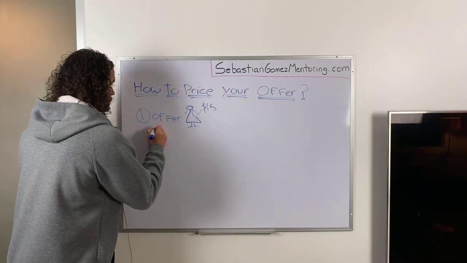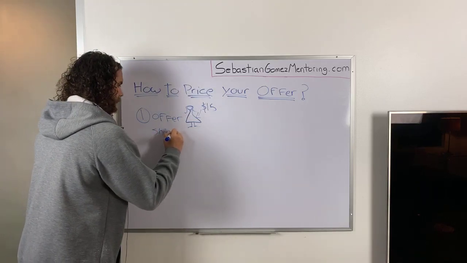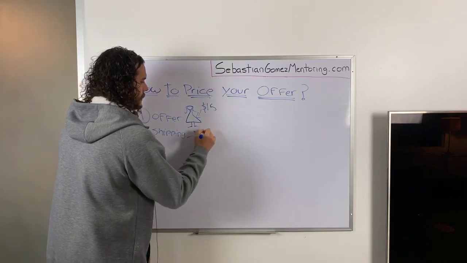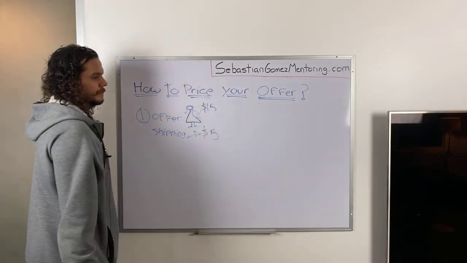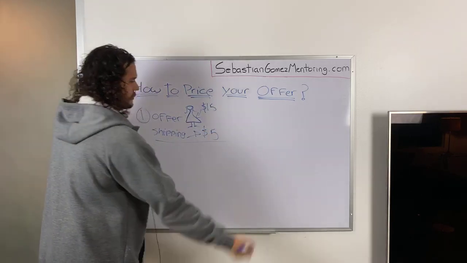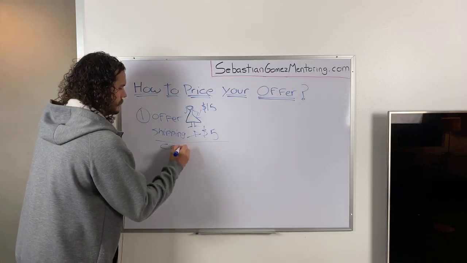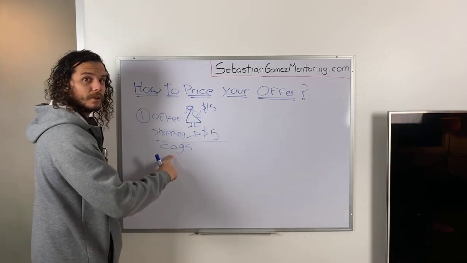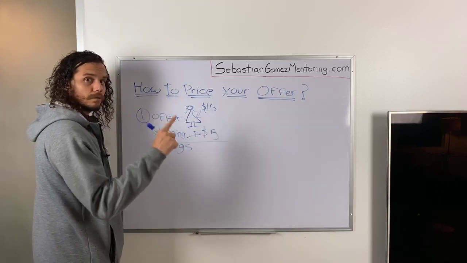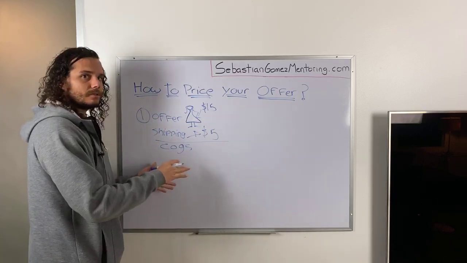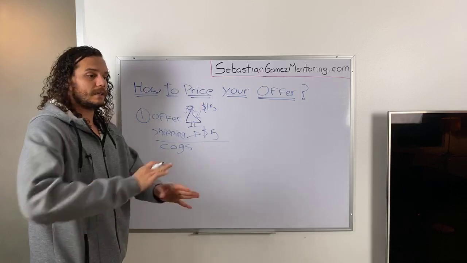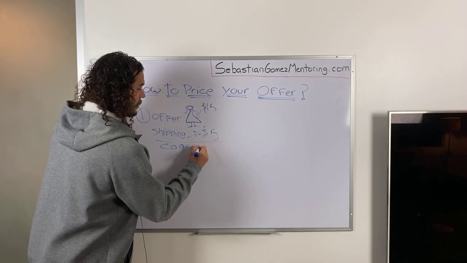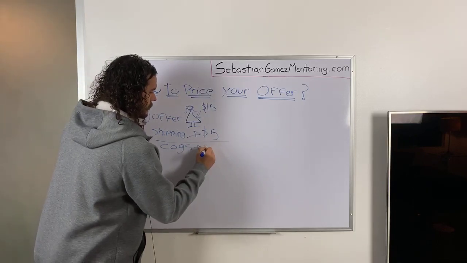Okay, we need to add shipping, right? Our shipping, let's say, is $5. So straight up, my cost of goods sold, COGS, is extremely important for you to understand. This is a basic business term that applies across the industry. So my cost of goods sold, my hard cost, is going to be $20.